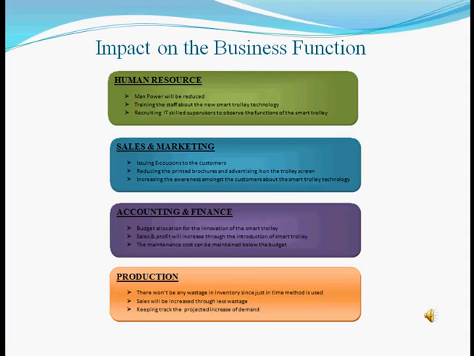In accounting and finance, budget allocation will need to be done. Also, profit will increase through higher sales, and additional maintenance costs will be budgeted, which will be maintained below the budget. Under production, there won't be any wastage since the inventory is issued under just-in-time basis. This will help the sales to increase, also help to track the projected increase in demand.